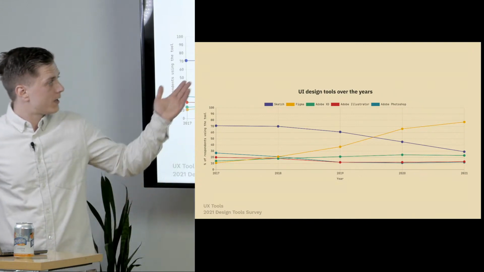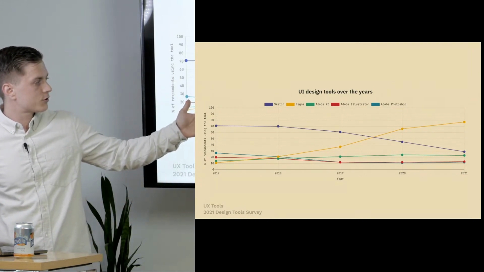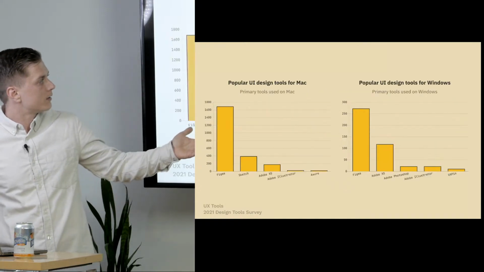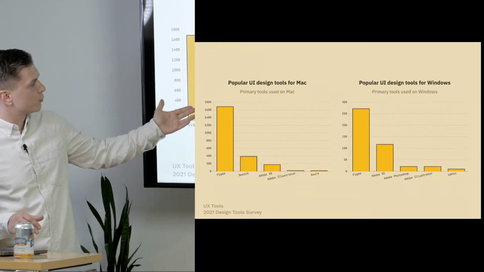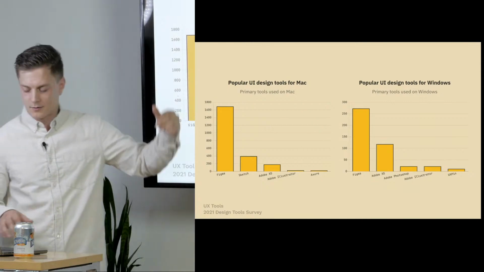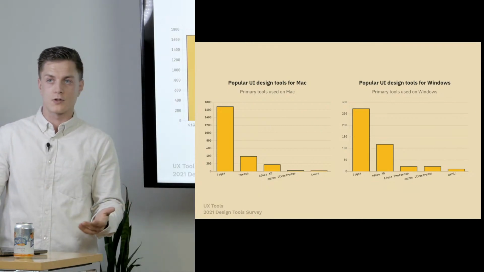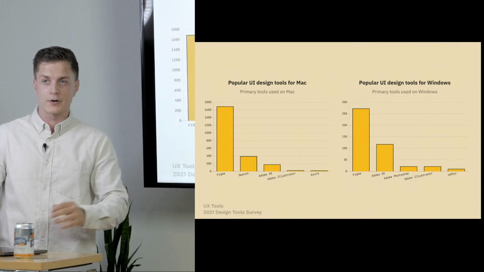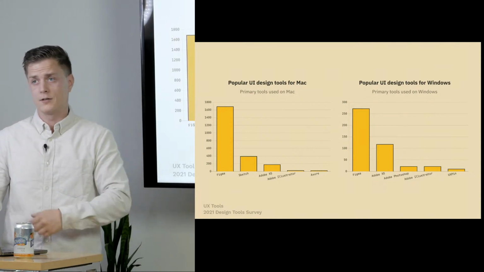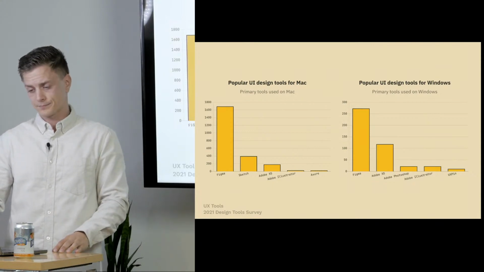But so aside from this use going up, here they asked, okay, what are the popular tools for Mac and Windows? Figma 1-in-1. I mean, it's online, so you don't need to install anything to make it work. You just go to figma.com, log in with Google, and you're up and running in less than a minute.